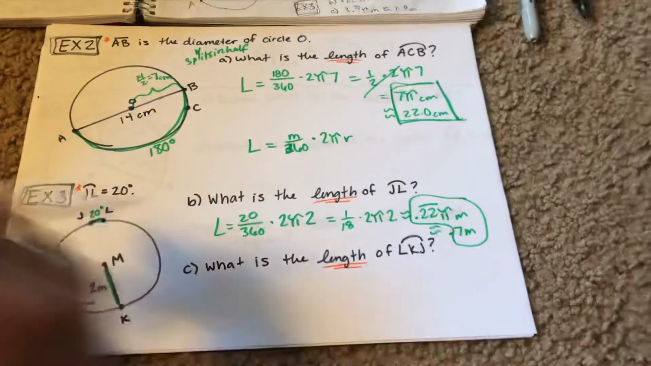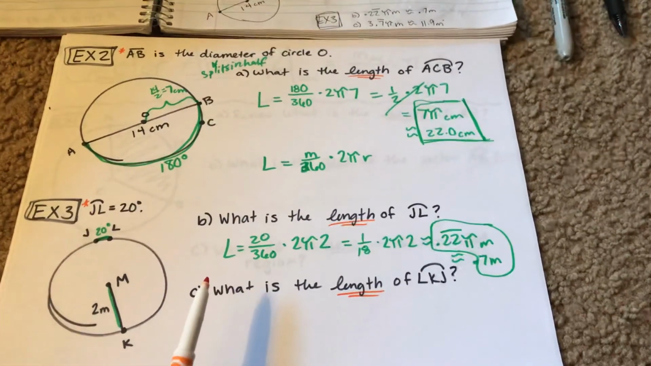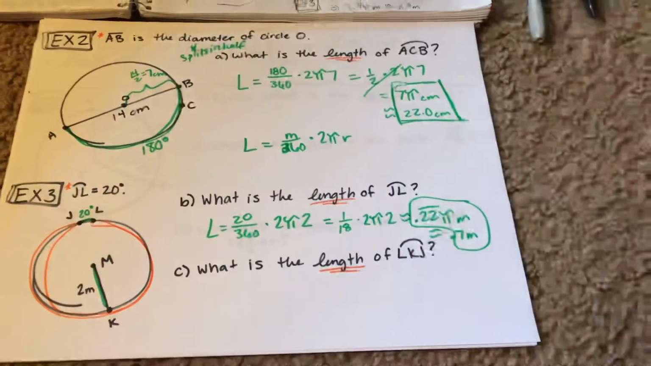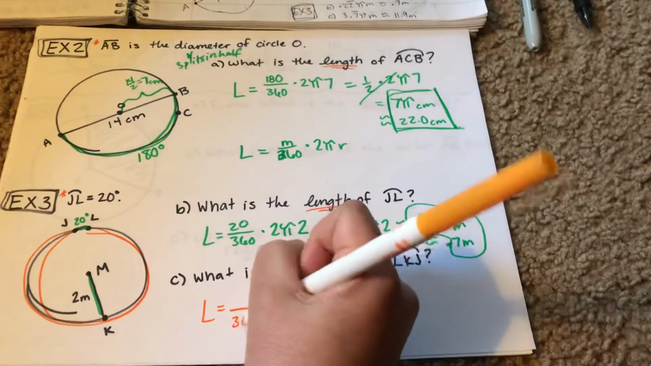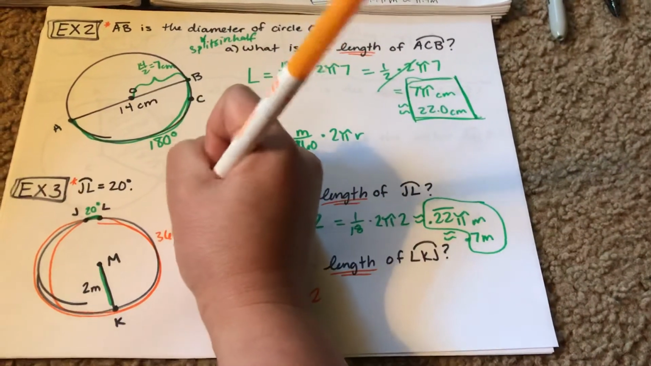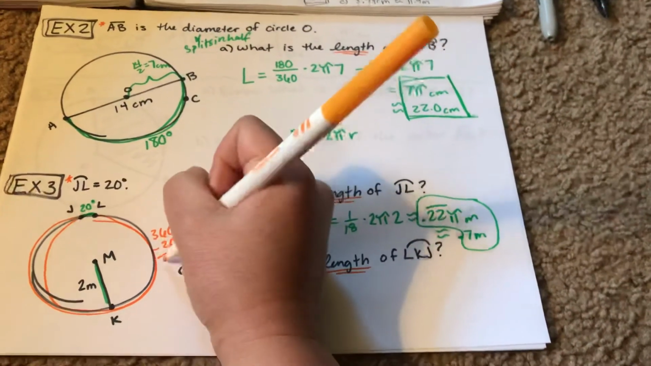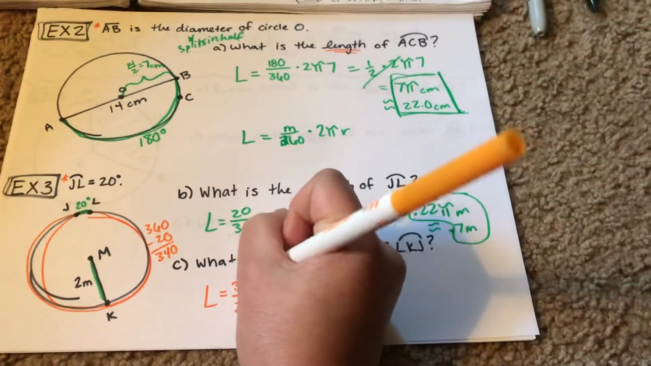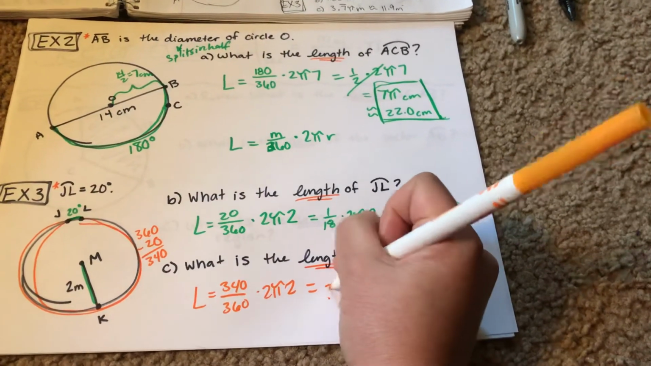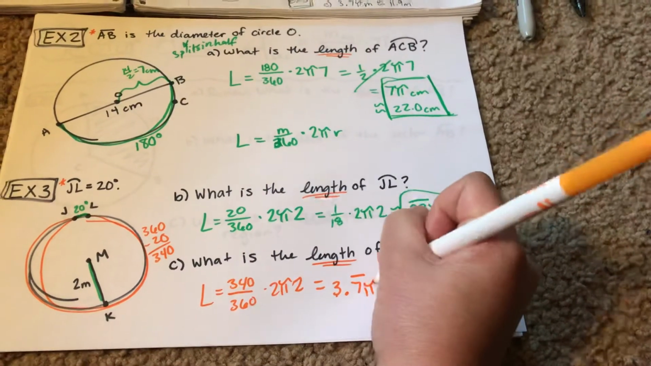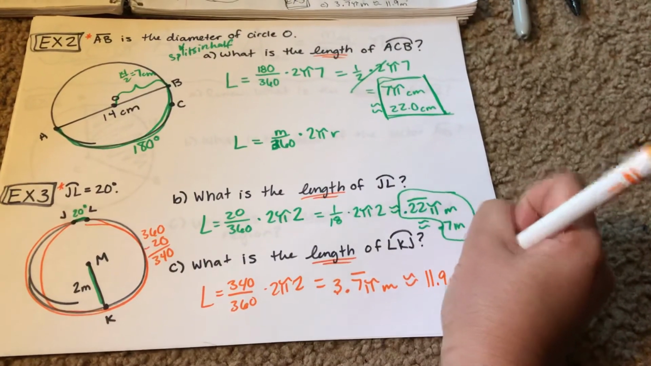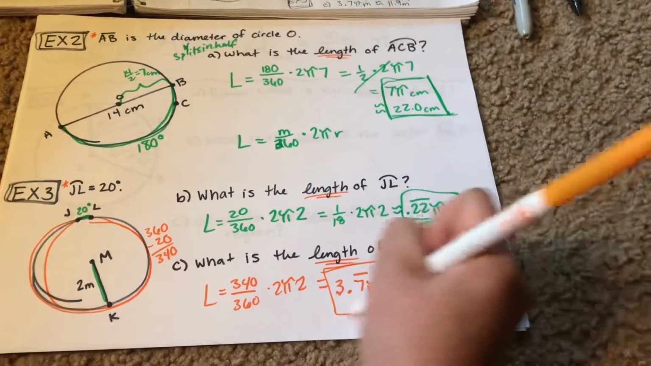And the last one then is the other end of it, this large major arc. So we go from L to K to J, this whole thing here. We still want to use our arc measure, but we don't know the degrees in this case. We know the whole thing is 360, so 360 minus the 20 that's JL, we're left with 340 degrees. So 340 out of 360. I just typed all that in my calculator. I ended up with 3.7 repeating pi meters. Or if you type that even further in your calculator, you end up with 11.9 meters. Either of those are acceptable.